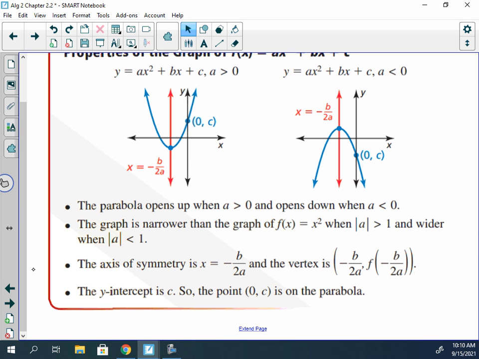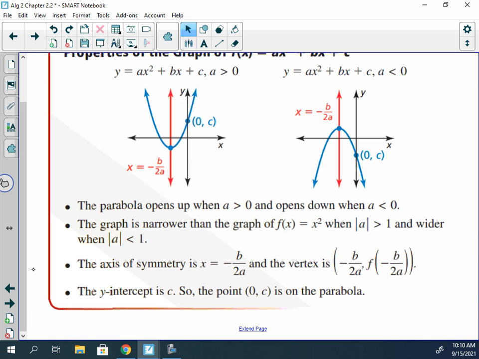Now, the parabola opens up when a is positive and opens down when a is negative. Because we talked about reflections, a's value, because we had parentheses squared, is normally opening up when it's positive. When it's negative, it's a reflection across the x-axis, so it's making it go down. The graph is narrower than the graph of f of x equals x squared when the absolute value of a is greater than 1, and wider when the absolute value of a is less than 1.